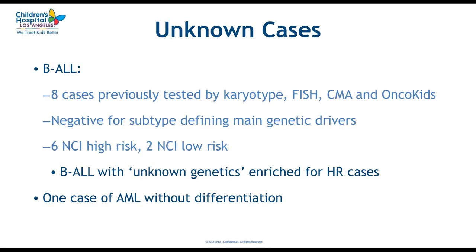So we were able to find 9 cases which were previously tested and remained unknown, for which we had material saved to do isolation of high molecular weight DNA. Those were 8 BLL cases, and so far, unfortunately, only 1 AML case. What was striking for us in these BLL cases is that out of 8 cases, 6 were classified based on clinical presentation as high risk, which showed us that in these cases with unknown genetics after our comprehensive evaluation, we have enrichment for high-risk cases.